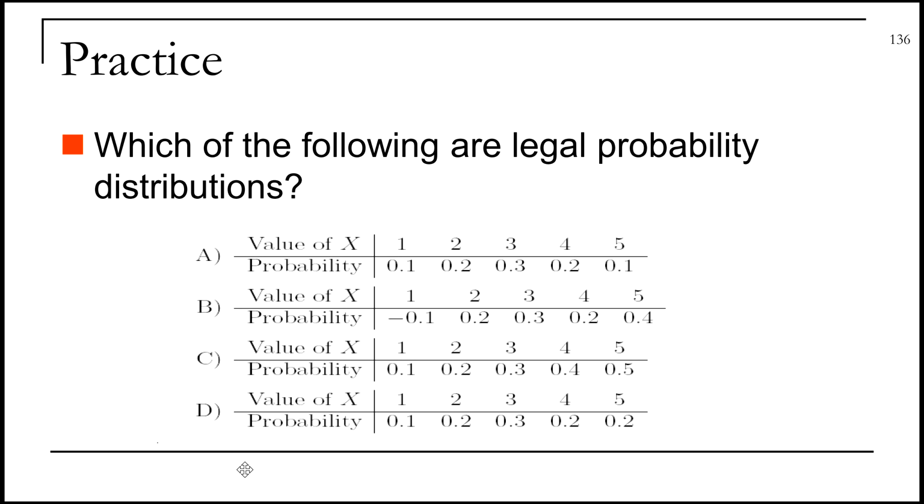Which of the following are legal probability distributions? Well, you know, probabilities can't be negative, and they can't sum to bigger than 1 or less than 1. So 5, 7, 8. This one's bad. This one's negative. That's bad. This one's more than 1. This is just like Goldilocks, just right.